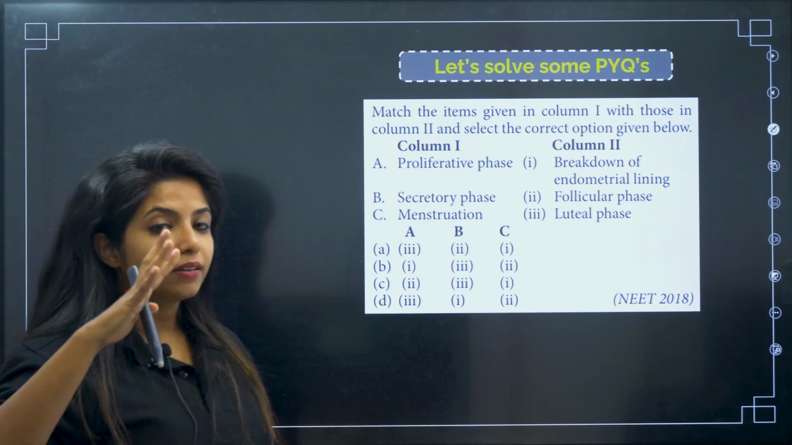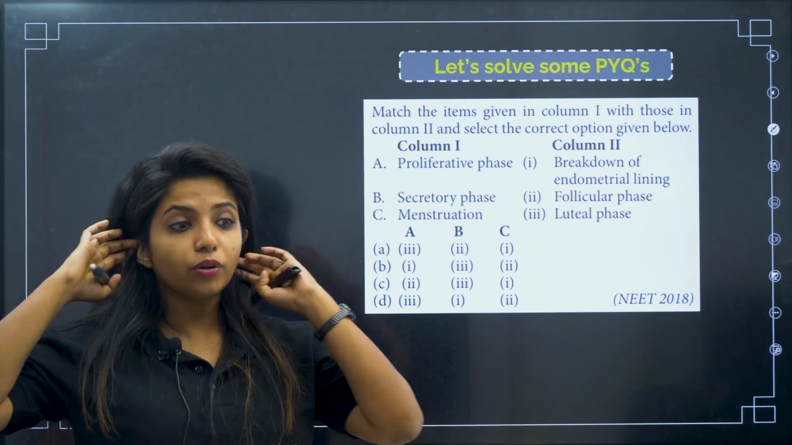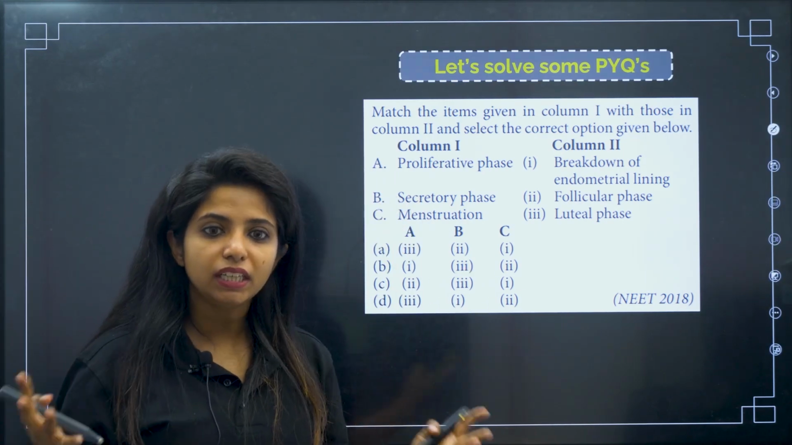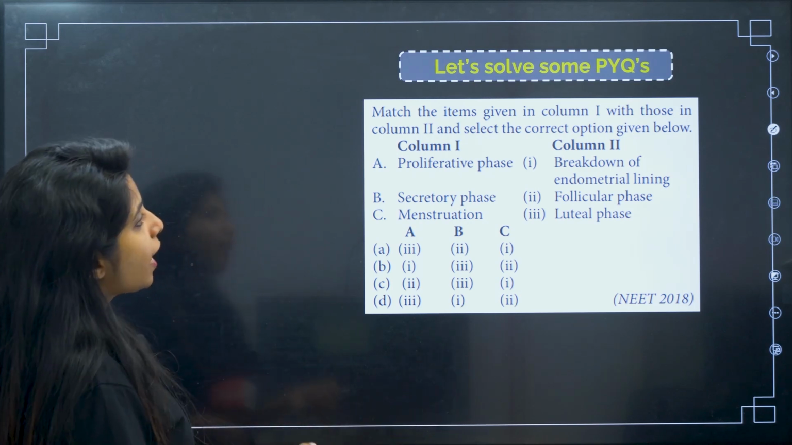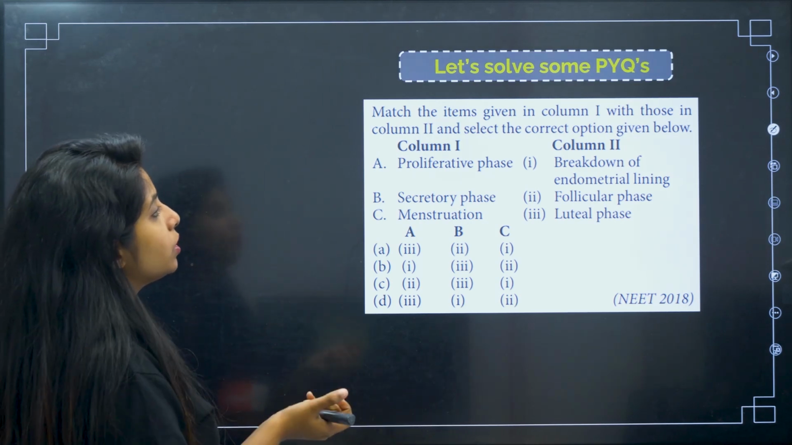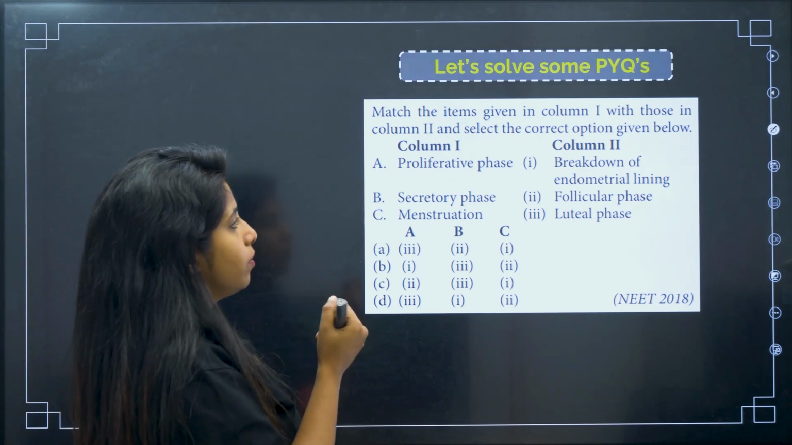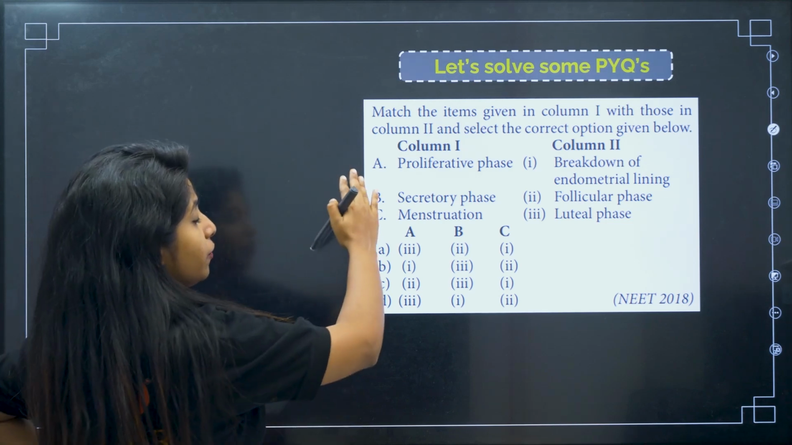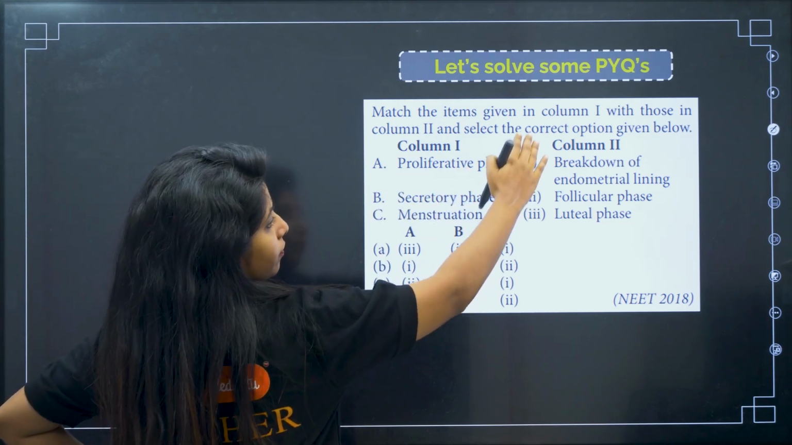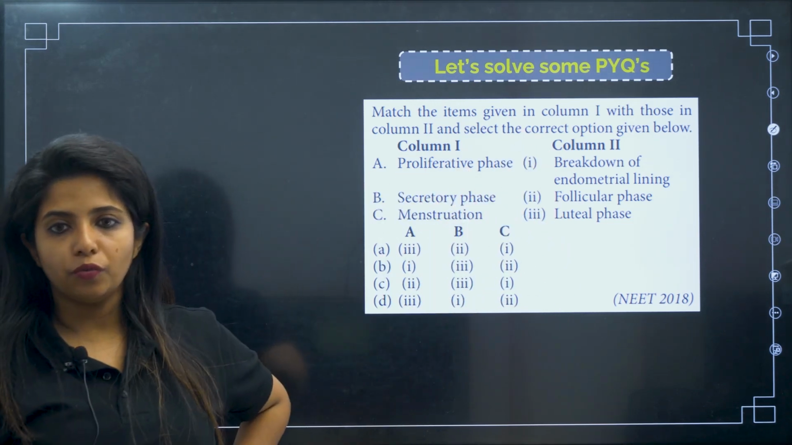Now, you might be thinking that questions which were so tough are not so easy. Why? Because you studied, children. Now, match the items given in column 1 with those in column 2 and select the correct options given below. Okay. Proliferative phase could match to what phase over here?